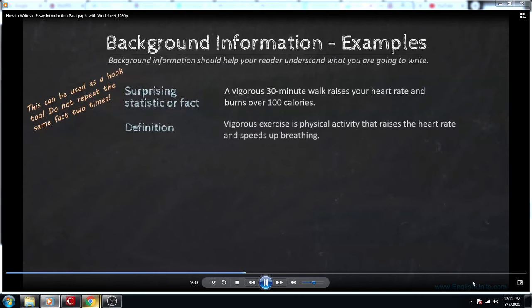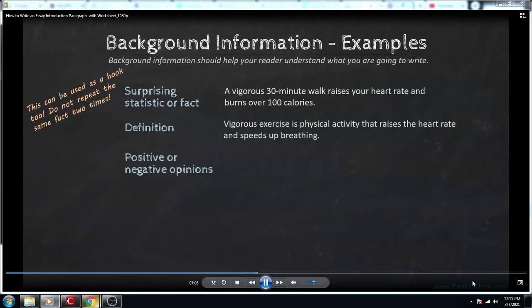Another type of background information is a definition about a word that readers might not know. For example, vigorous exercise is physical activity that raises the heart rate and speeds up breathing. When you use a definition, just be sure that it's for a word that readers need to know to understand your topic, and also that the word is at least a little difficult. There's no reason to include a definition for easy words that everybody already knows.